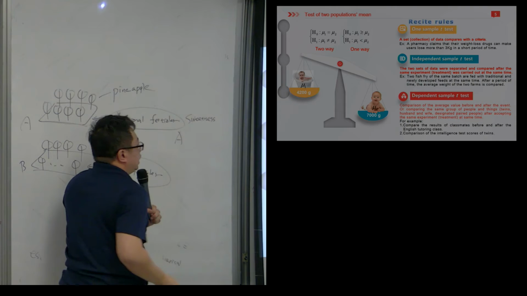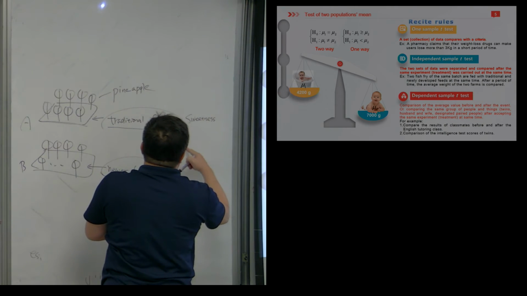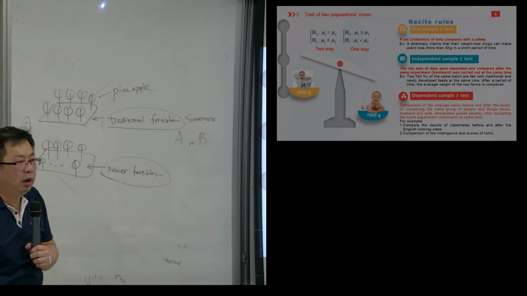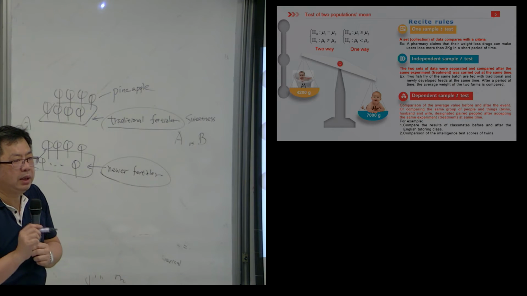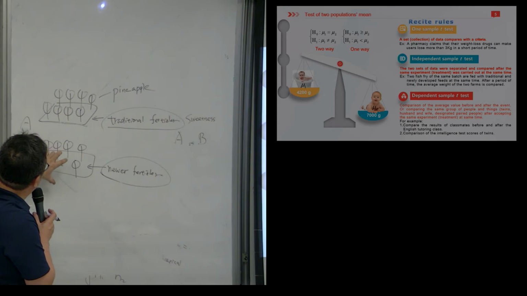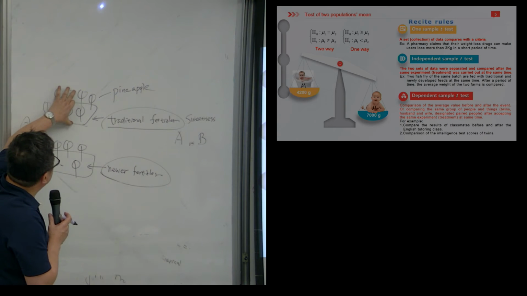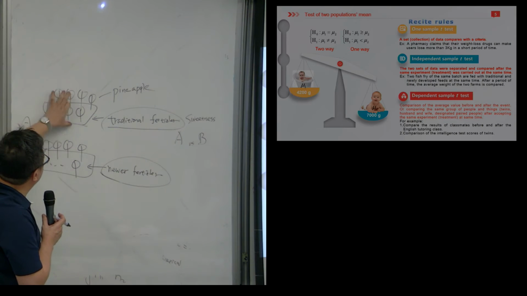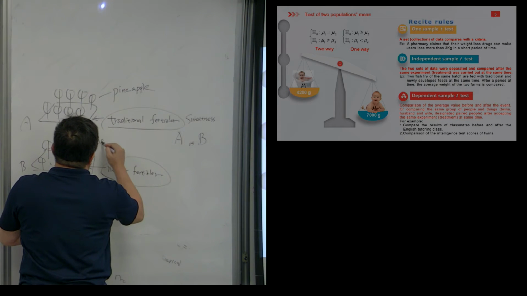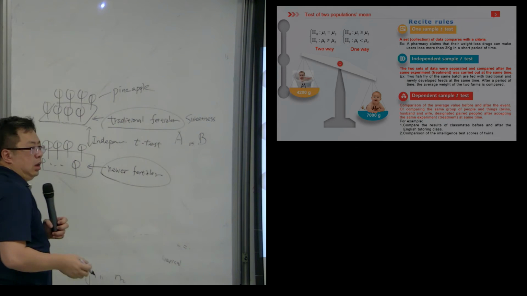For example, I will test the sweetness of A and B, which is better, right? That is the independent. Why? Because A farm is independent from B farm. And I use the fertilizer, it's also independent from this one. So this is an independent t-test. Okay?